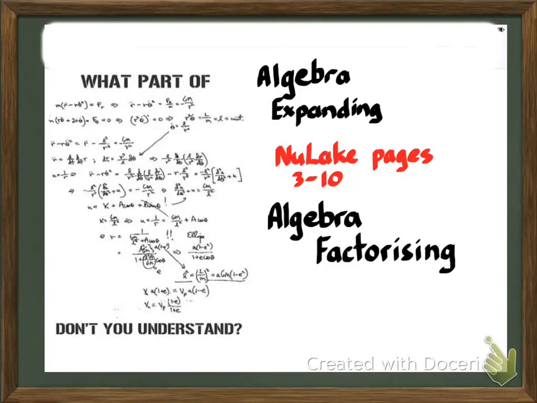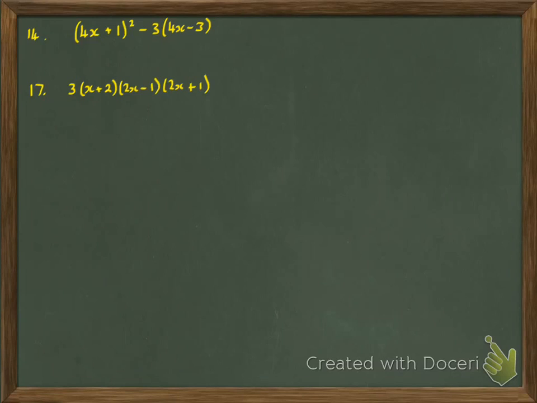This tutorial goes over a few questions from New Lake pages 3 to 10 on expanding and factorising. Looking at questions 14 and 17, I want you to notice there's a basic difference between these two. Question 14 has a minus, so we've got to do this part separately from that part, whereas in question 17, they are all multiplied together. So we treat them differently.